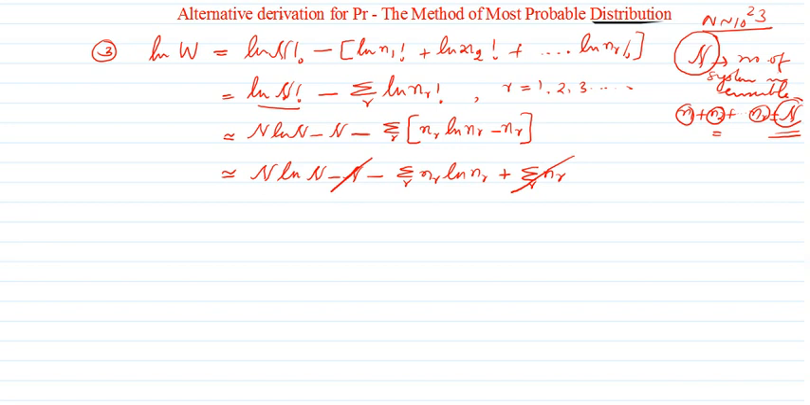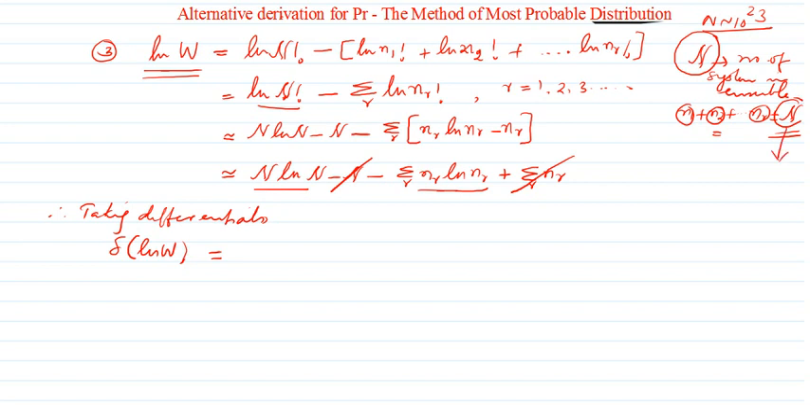Now let me take differentials, because we have to maximize log of w. So, taking differentials, I am taking delta of log w, that is the left side. That should be equal to delta of each of the two terms on the right side. There are only two terms left on the right side. What will be delta of n log n? What is n? N is the total number of systems in the ensemble, which is a constant. So n is a constant, remember.